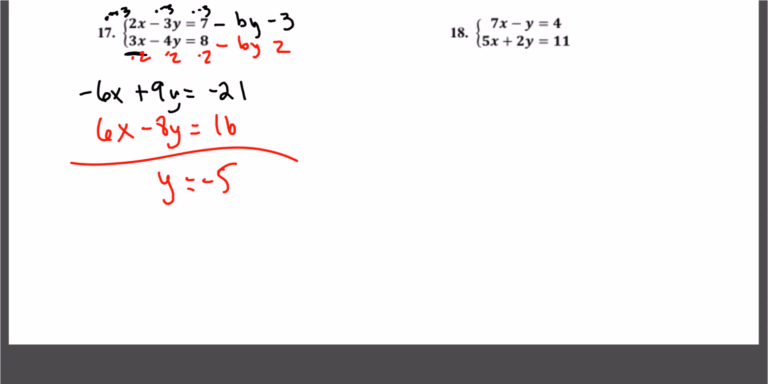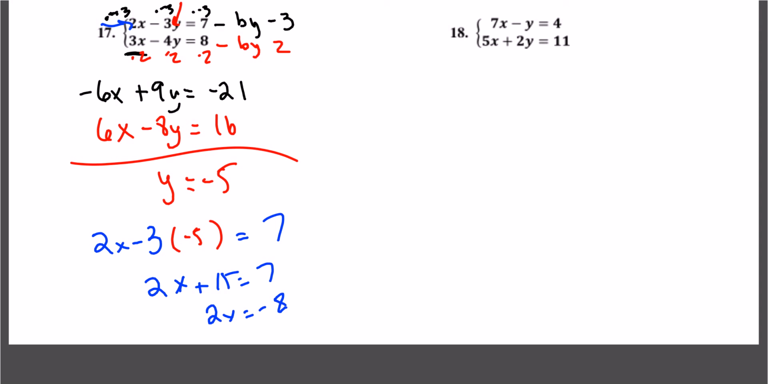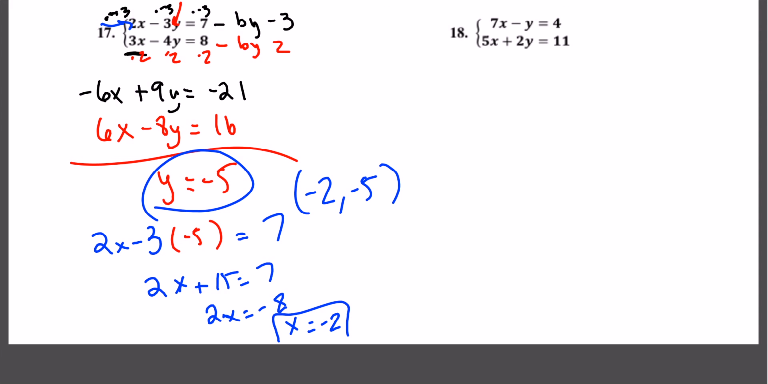I take that negative 5 and I plug it into the top or the bottom. I'll plug it into the top y. So now I'm going to rewrite the top, but instead of y, I'm going to put negative 5. So I have 2x minus 3 times negative 5 equals 7. Negative 3 times negative 5 is 15, so I have 2x plus 15 equals 7. I subtract 15 from both sides. I get 2x equals negative 8. So x equals negative 2. I have an x, I have a y. Together it's negative 2, negative 5, and that's it.